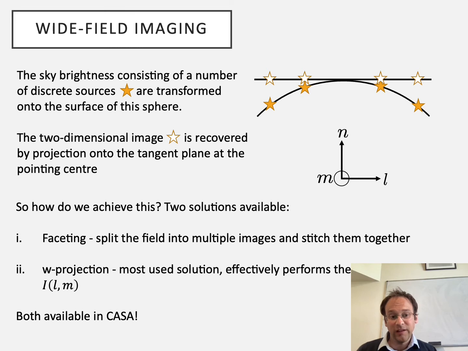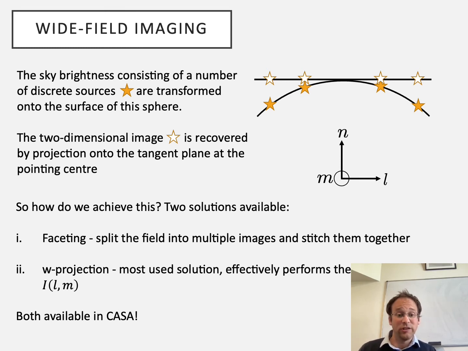The first is a technique called faceting, and this is quite straightforward. What this basically does is it breaks your image down into multiple smaller images, where those smaller images have a field of view that is small, where you can ignore the W term correction. And so we just get to ignore it like we did before. And then at the end, we just stitch together these images to form the final image. So that's a quite straightforward approach.